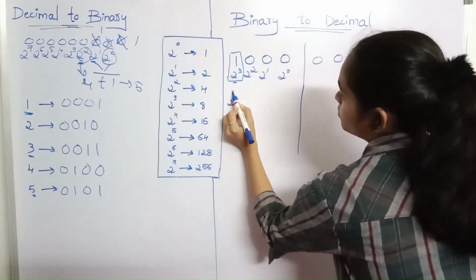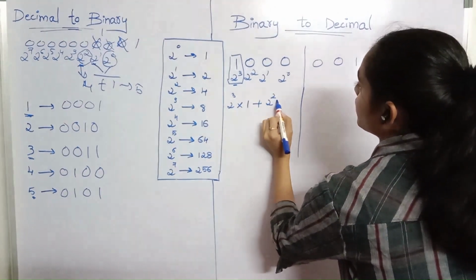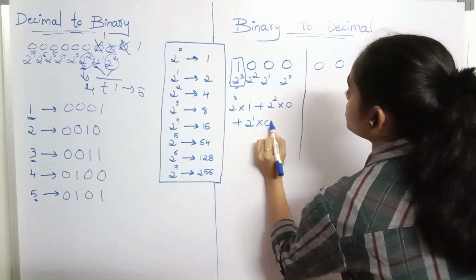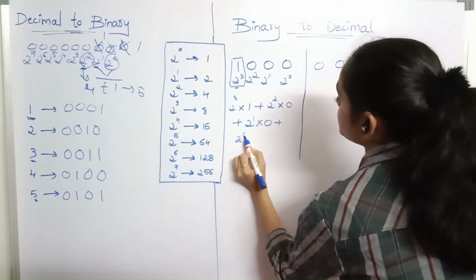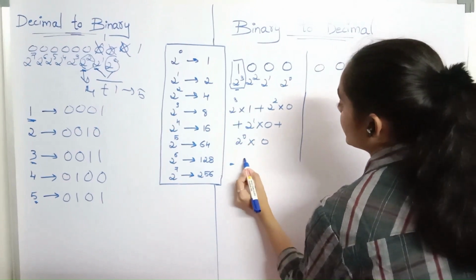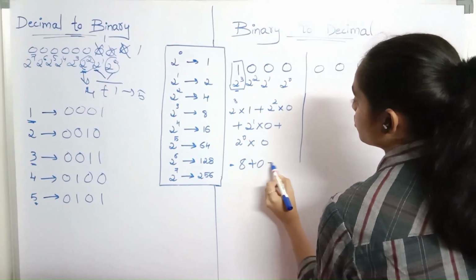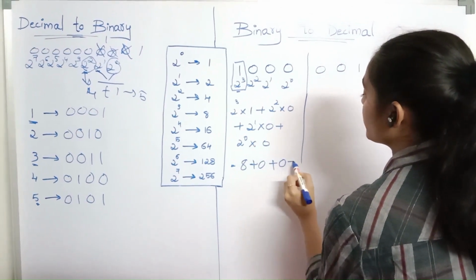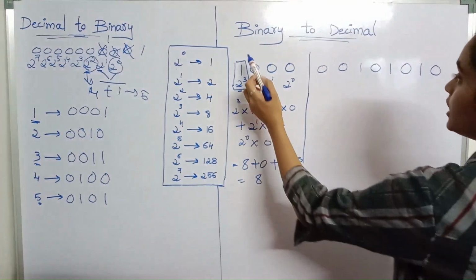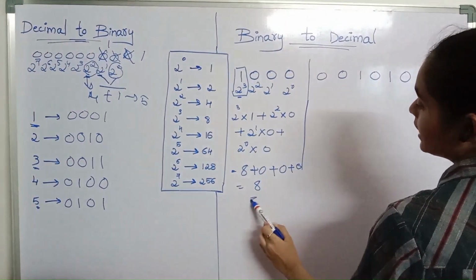So 2 cube into 1 plus 2 square into 0 plus 2 power 1 into 0 plus 2 power 0 into 0, which is 2 cube is 8 into 1 is 8 plus 4 into 0 is 0 plus 2 into 0 is 0 plus 1 into 0 is 0. Answer is 8. The binary to decimal conversion of 1000 is 8.